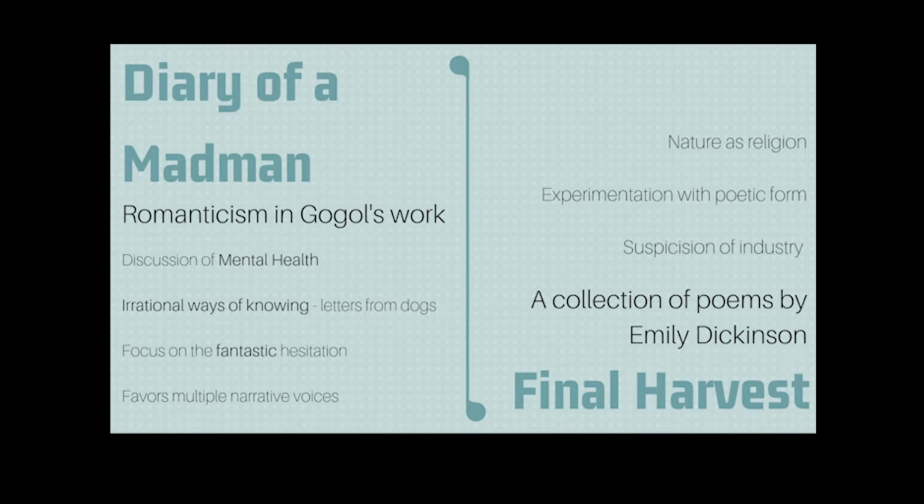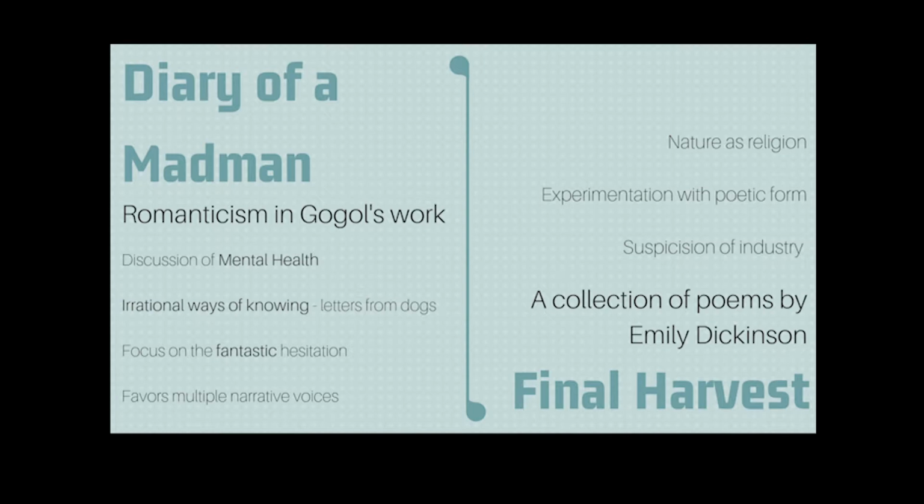Next, Dickinson liked to experiment with poetic form, which was common of the Romantic time period. She used an array of periods, commas, and other punctuation marks like dashes. She also experimented with different meters and forms of stanzas, which really adds to the variety of her work as well. And finally, there are hints of suspicion of industry in Dickinson's work. We're going to explore a poem on the next page that explores this a little bit further.